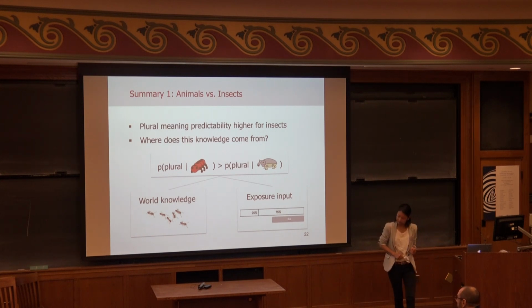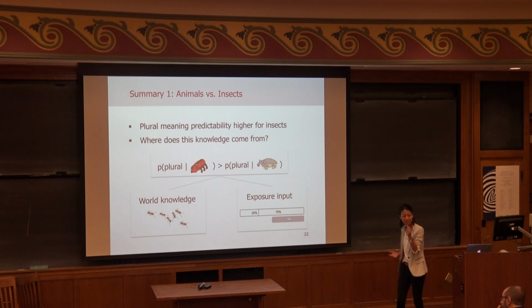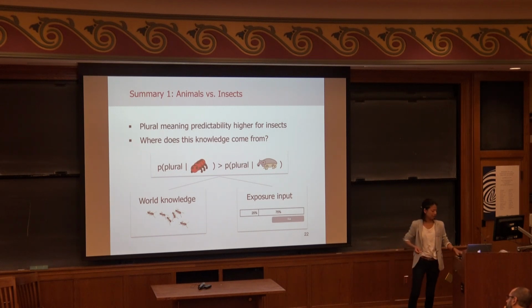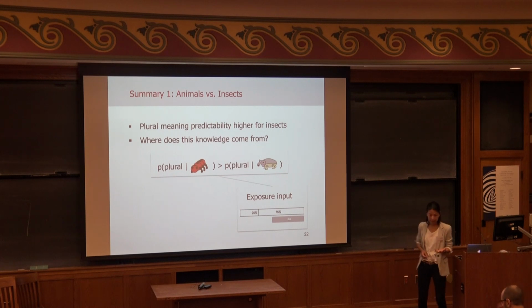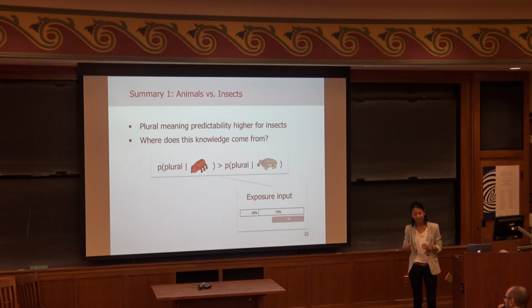So if the effect that we saw in experiment 1 is only due to the world knowledge, we cannot conclude that we manipulated the meaning predictability through the input. So we wanted to do another study where people are less likely to carry over the knowledge that they have based on English. That's the goal of experiment 2.